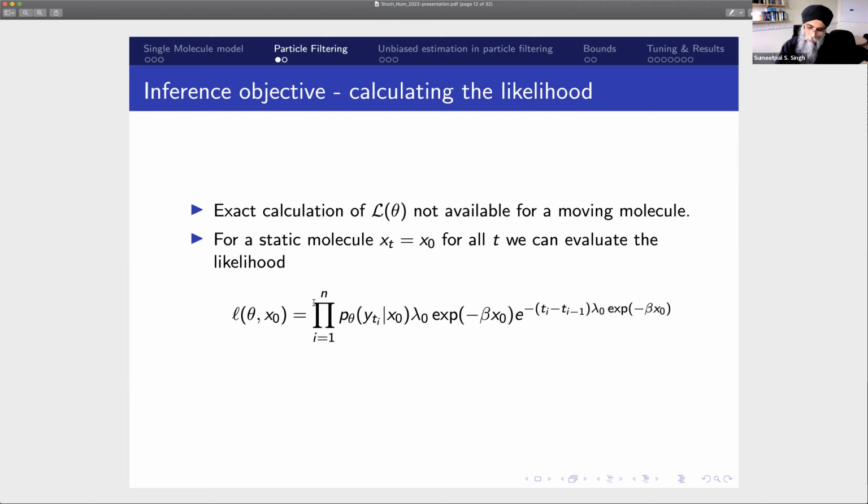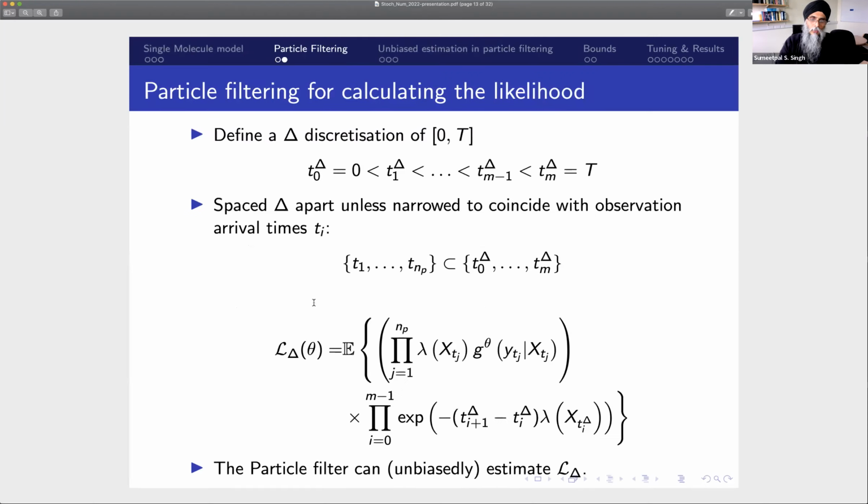So we need to deal with the case where the molecule is not static, and I'll tell you how we compute the likelihood. If you know about particle filtering, you will be tempted to apply particle filtering to these kinds of problems, and they have been applied. There are a few niche groups that deal with this, and let me tell you a bit about the idea that underpins their implementation.